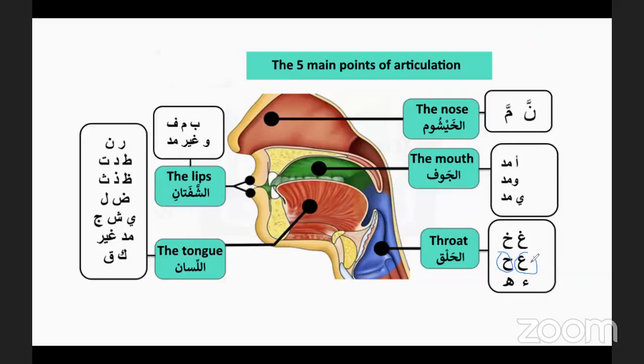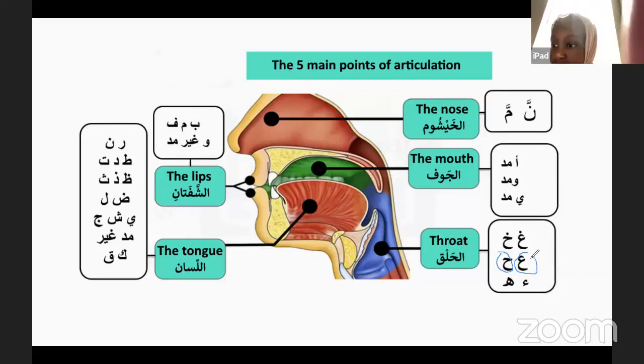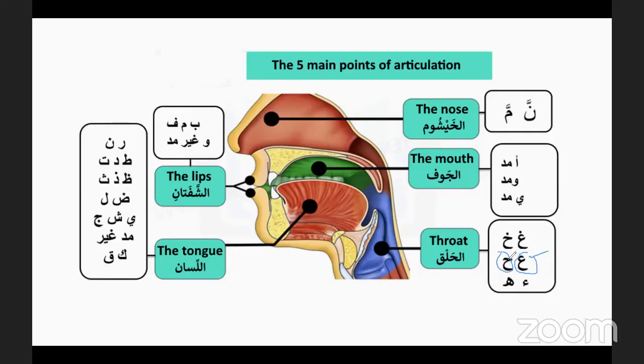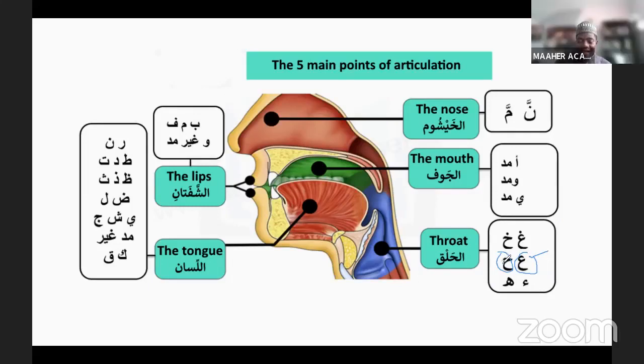Ain. Say the Ain again. Ha. Ha. So the Ha is pronounced with the mouth, kind of like you release the throat and let some air breathe out from it. Like the way the dog pants, right?